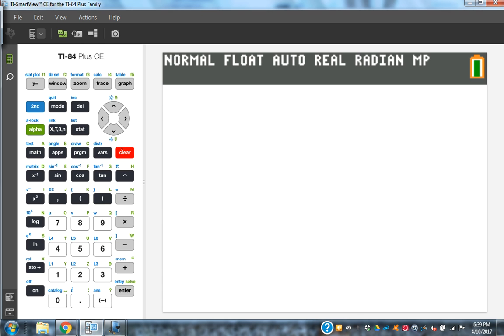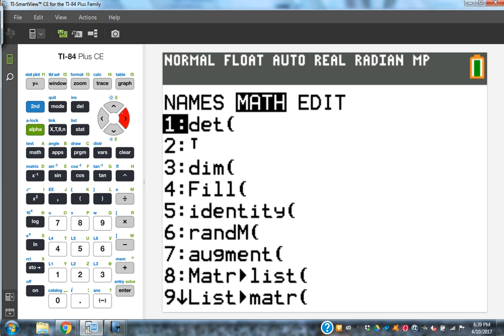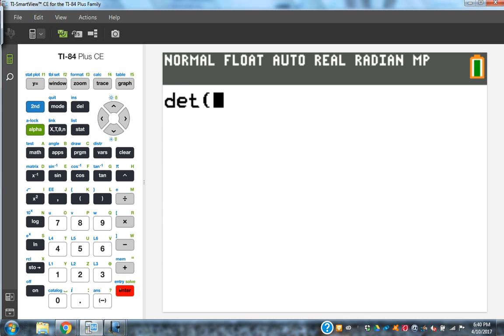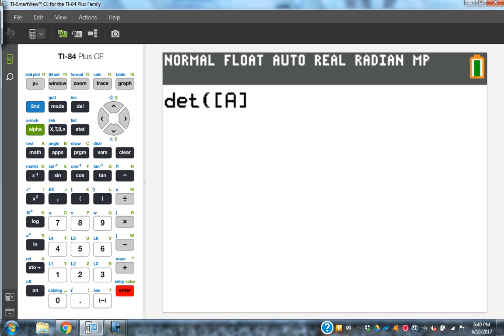Now, I want to do the determinant. That's a math thing with matrices. So I'm going to hit second, matrix, go over to math, and the very first option is DET. That's determinant. So I'm going to hit enter on that. And then I'm going to tell it what to take the determinant of. And I put mine in matrix A. I don't know where you put yours, but I used matrix A. Hit enter, and it cranks out the number. Doesn't show you any of the math that works. It just gets you the number.